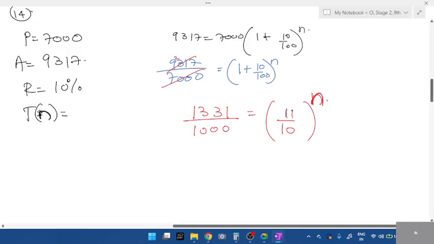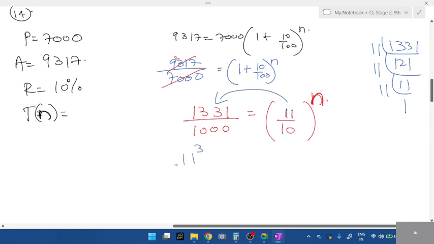When you want to find n value, take this 1331. Just compare it. Look here, compare this 1331. Factorize using the 11 times table. All of you use factorization. How many times does 11 go in 1331? 11 into 121. Next, 11 into 11 and 11. So 1331, can I write it as 11 cube?